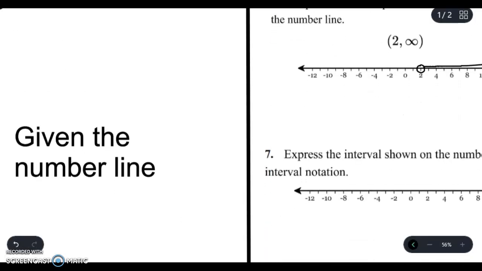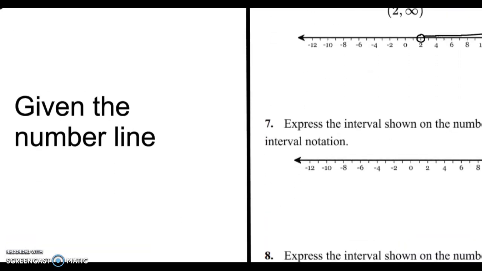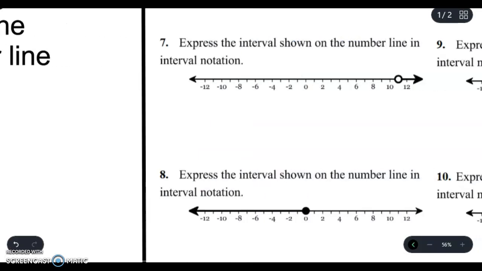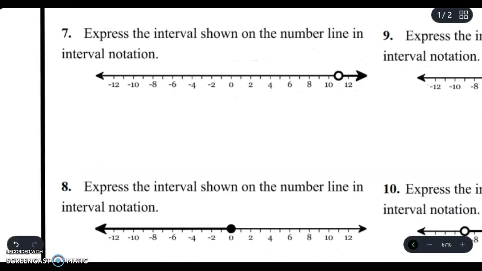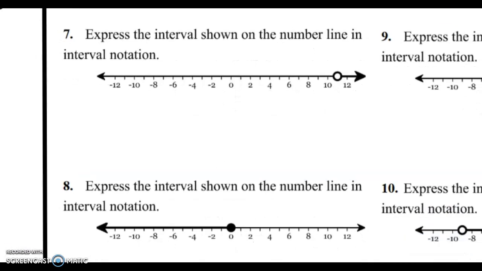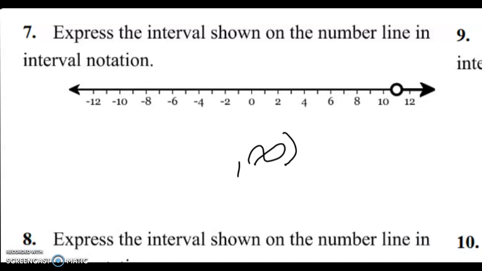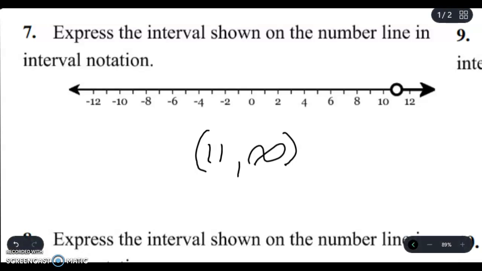Now we're going to do some examples given the number line. We have the number line and we're asked to write out the interval notation. It goes on forever here, so on the right side it's infinity. We make an infinity sign, and I'm going to put a comma here. Like I said before, the infinity always gets a parentheses. On my left side, it stops here at 11, so I'm going to put 11. And because it's an open circle, I'm going to put parentheses. And that's it.